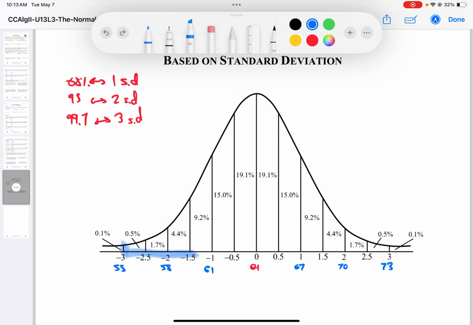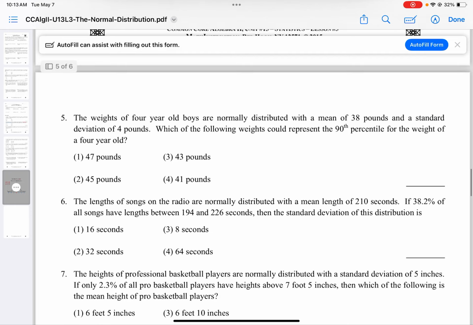99.7% of apple juices will be between 55 and 73 ounces, right? For the purposes of any quiz or exam, that is the most that I will expect you to know of the normal distribution. But once again, these questions are going to get a little deeper, which is good.